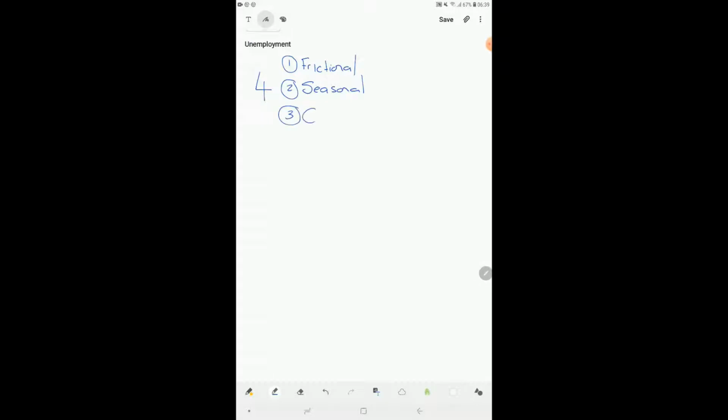Your third one is cyclical. That goes with the business cycle. So typically when the economy is in the downswing, there will be strain on the economy and unemployment will increase.